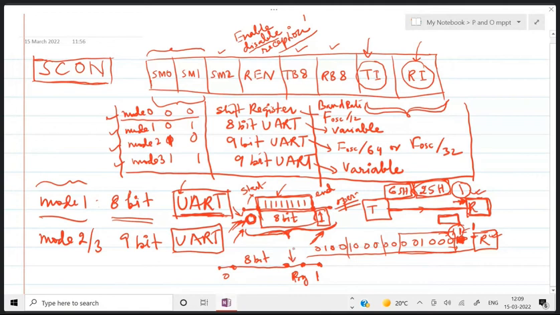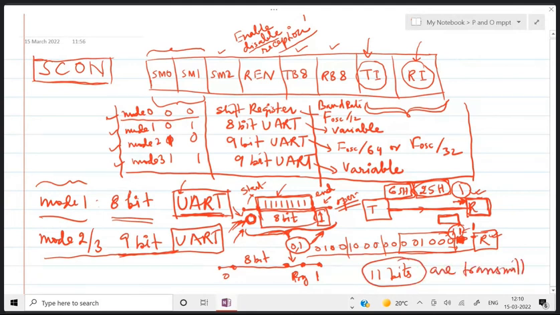This programmable bit can be 0 or 1. I will explain the significance of this end bit and the significance of 0 and 1 of the programmable bit after just a while. Okay. But just understand that in 9-bit UART mode, or mode 2 and mode 3, now instead of 10 bits, 11 bits are transmitted. 11 bits are transmitted, okay, on this channel.